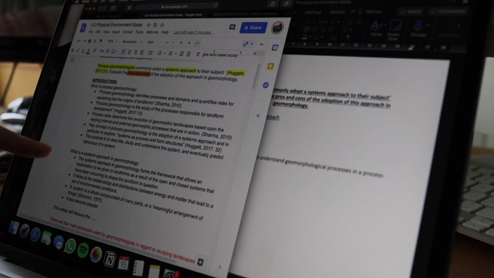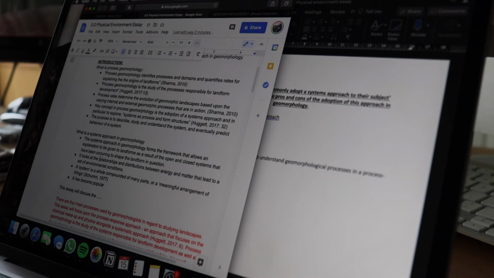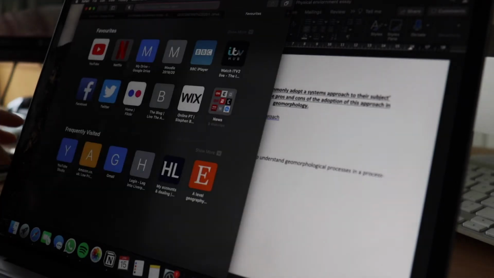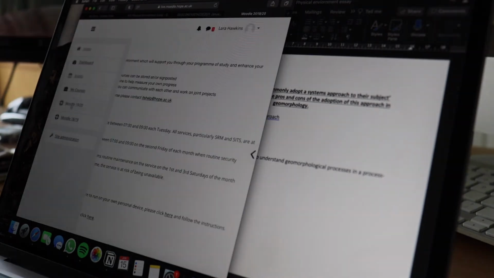And then the second part, what is a systems approach in geomorphology? This is this bit that I've highlighted here. So I just, again, try and explain what that is using some references. So there's a reference down here, or the lecture series that we've just had. My lecture series was all about geomorphology and processes and how landforms are made. So this is my lecture series.